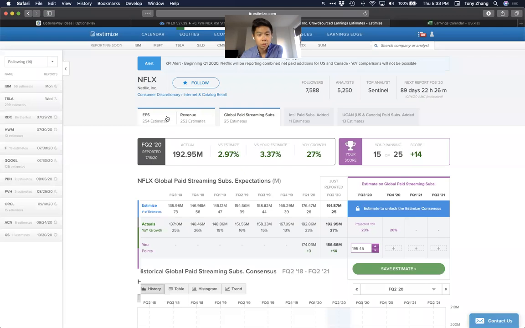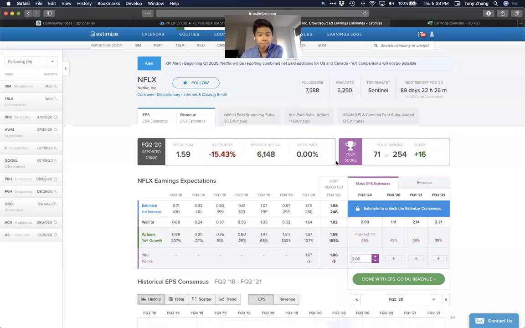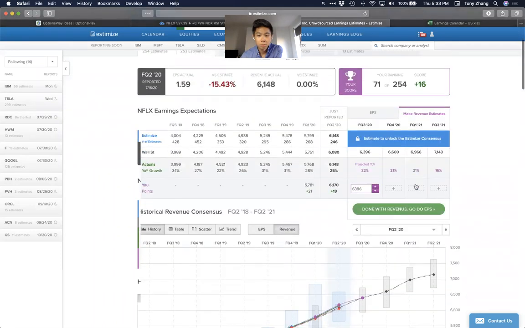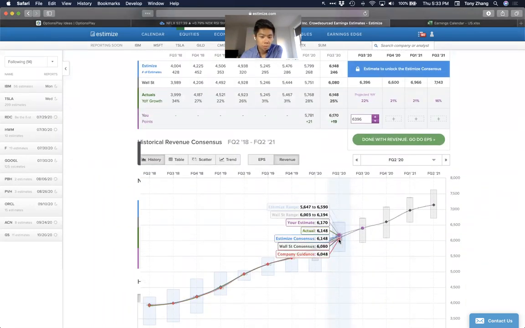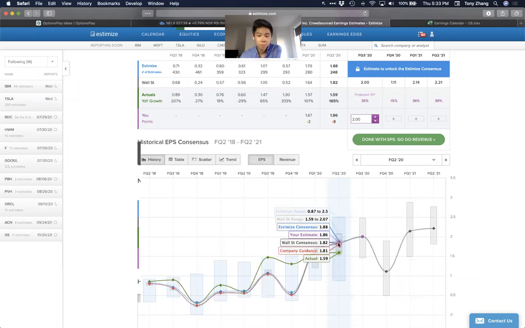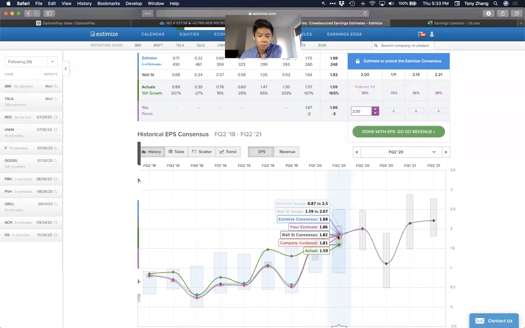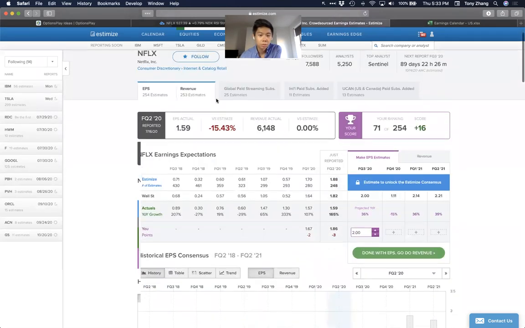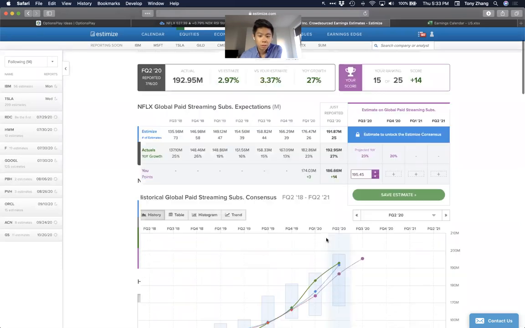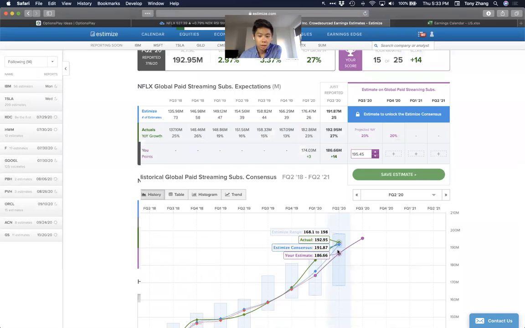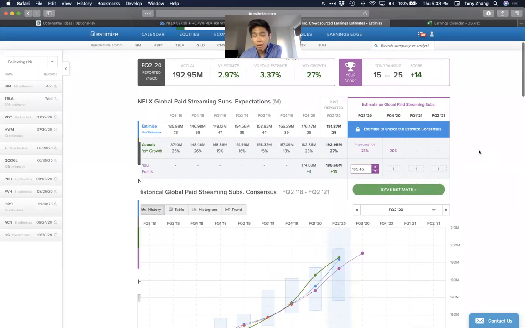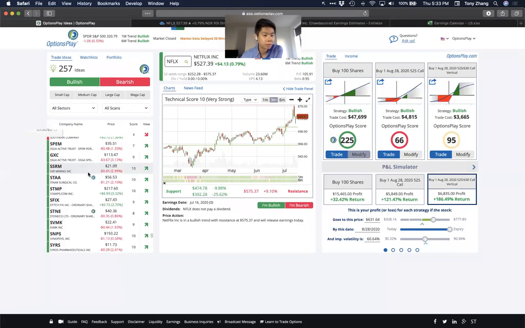Looks like streaming subscriptions actually increased. Missed on earnings. Beat on revenue. Beat on consensus in terms of earnings. So both of those were higher. And actually was higher in terms of subscription growth. Not really sure why this stock sold off so heavily given those numbers. Again, I'd have to look at this a little further.